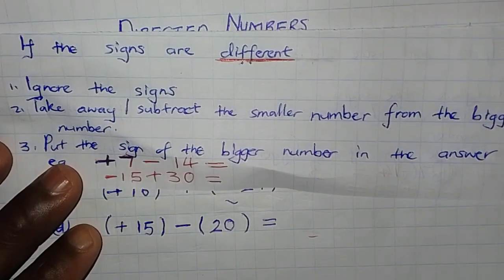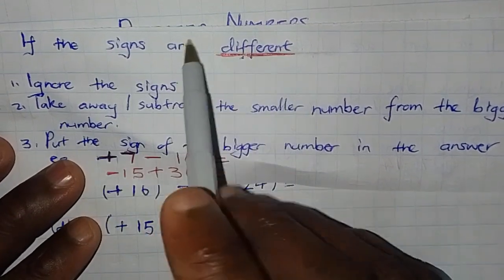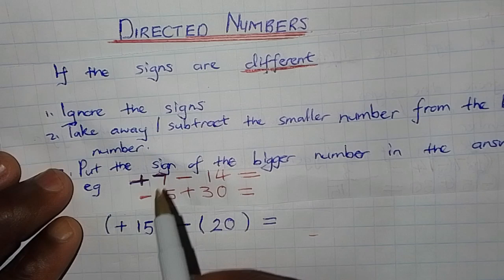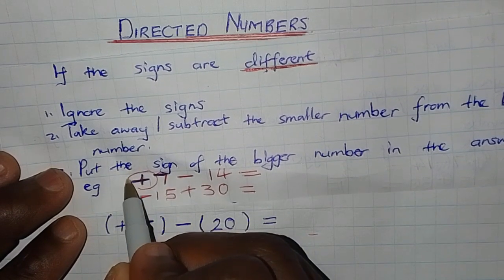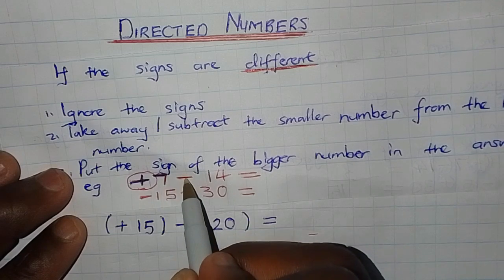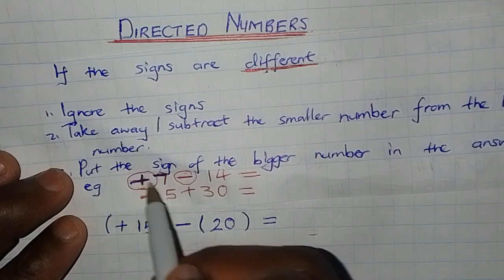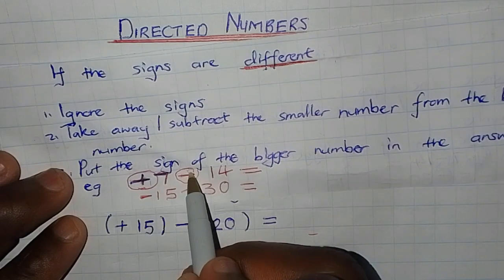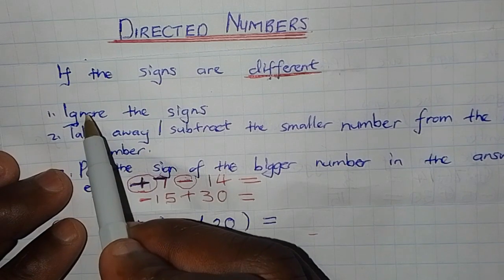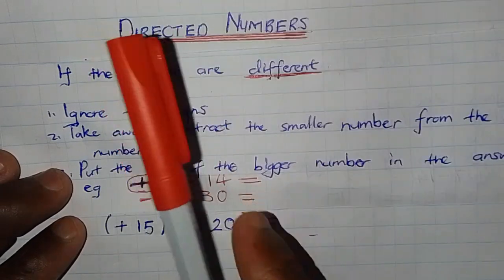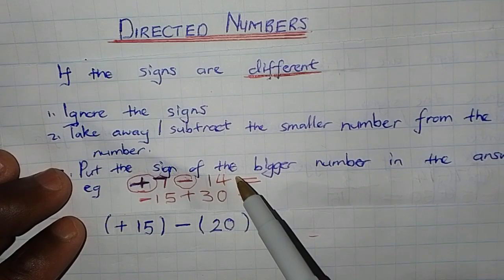When we have a situation like this, if the signs are different, and by the signs being different, here's what I mean, guys. We have a positive sign here in front of 7, then we have a negative sign here in front of 14. So these signs are different. This is what we mean when the signs are different. When the signs are different, what do we do? First step is to ignore the signs. So we pretend as if we don't have any signs here. We are now left with simply 7 and 14.